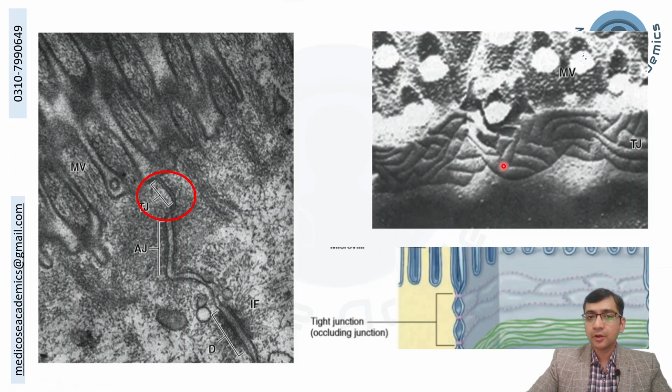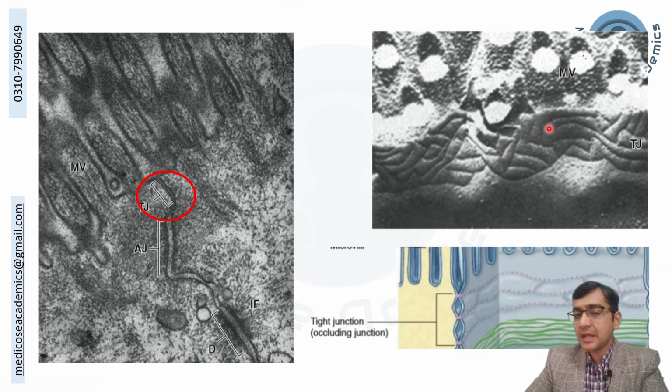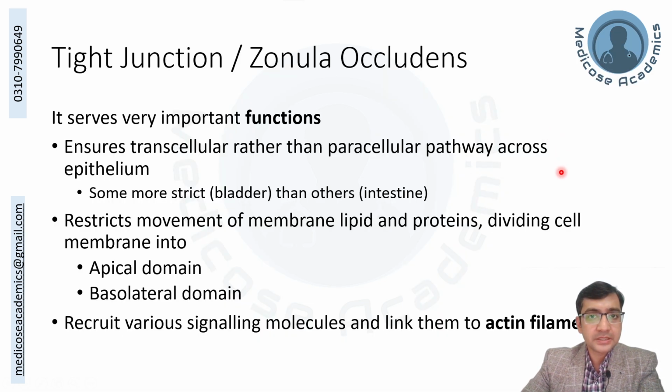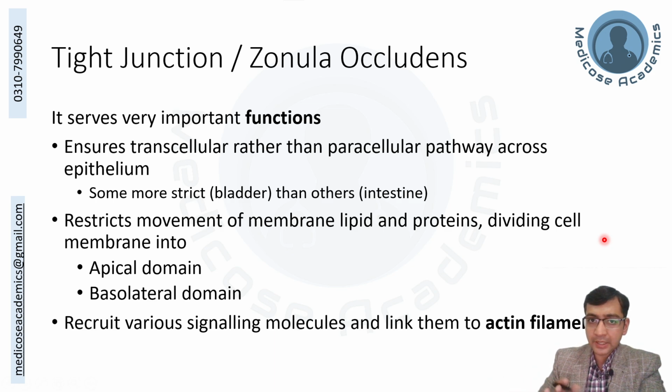And this is a picture from scanning electron microscopy after cryofracture. So what is cryofracture? It is breaking the cells apart after freezing them. If you freeze the cells and then break them apart, you can see the lines of the tight junctions along which there was the fusion. They serve very important functions, and they ensure that cells are very tightly opposed to one another and there is no paracellular transport. Thus material does not go between the cells; rather, it ensures transcellular transport.